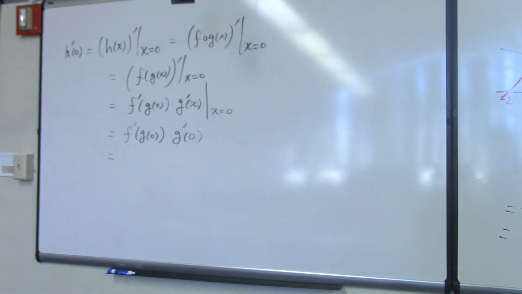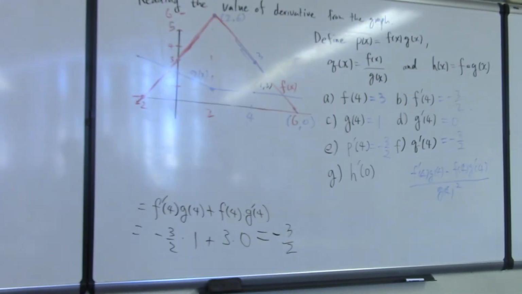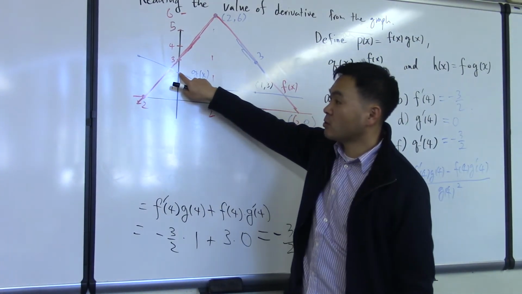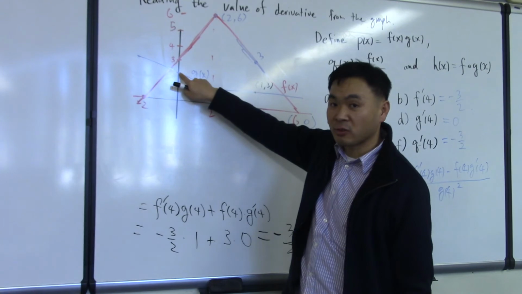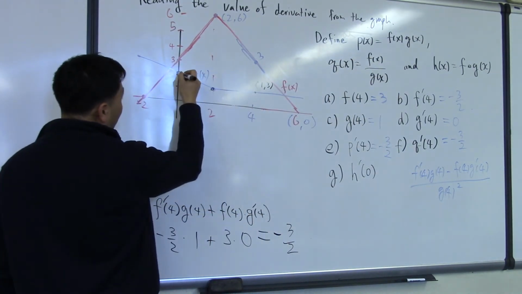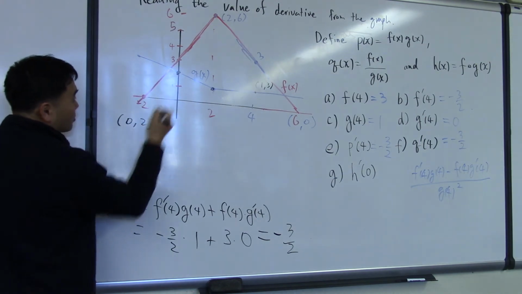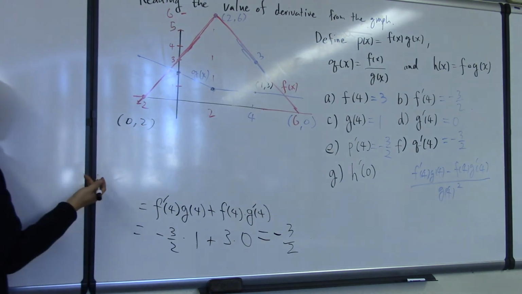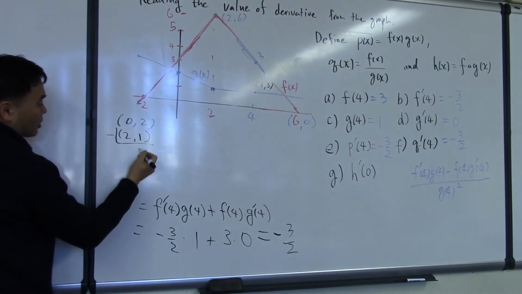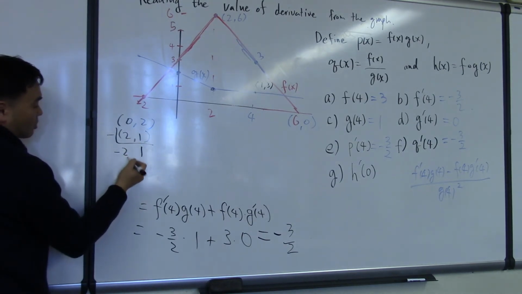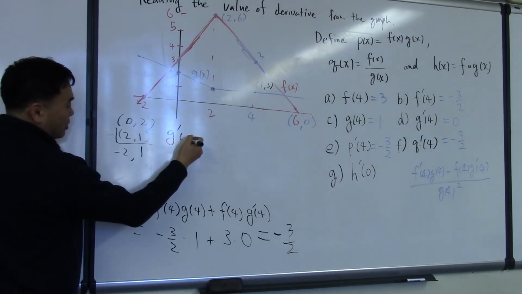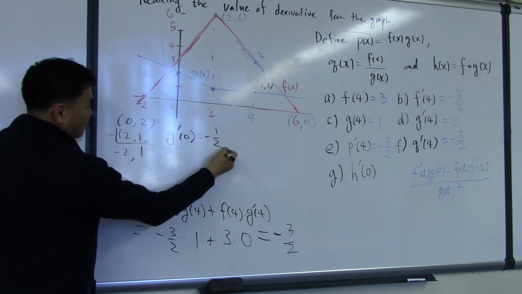So in that graph, we see that g of 0 is 2. And what's g prime of 0? Well, the 2 points are 0, 2, which is this point. The other point is 2, 1. So if you subtract, you get 1 as a change of y and negative 2 as a change of x. So if you divide the two, we see that g prime of 0 is negative 1/2.